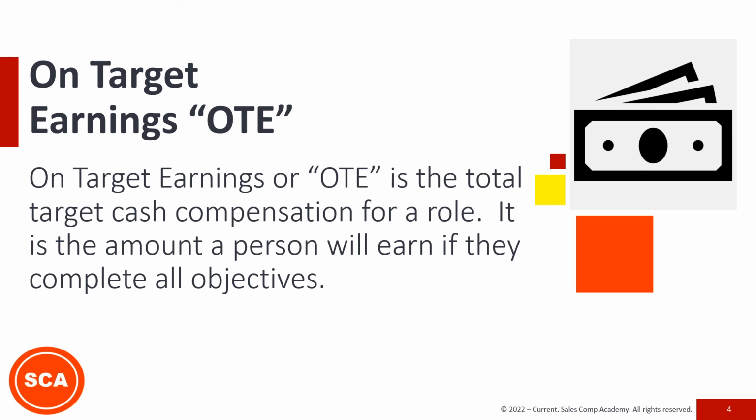OTE is determined by the market and a company's compensation philosophy. Target pay, or OTE, is provided by a compensation survey. There are many factors used in a compensation survey to be able to provide a target pay for your role. One of the main ones is the revenue the person will be bringing in. As an example, someone who is in charge of bringing in $100,000 worth of revenue is generally paid less than someone bringing in $1 million in revenue.